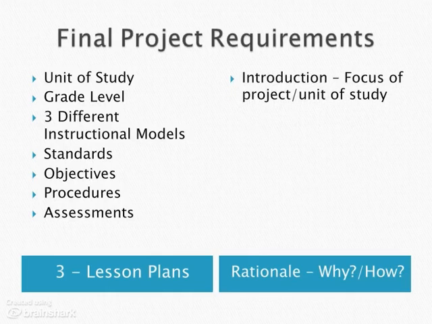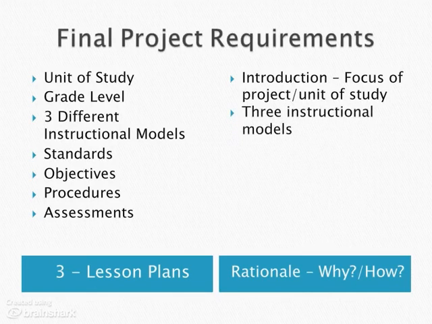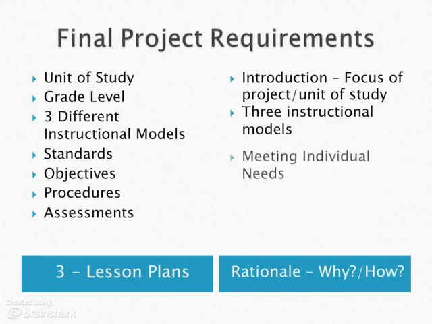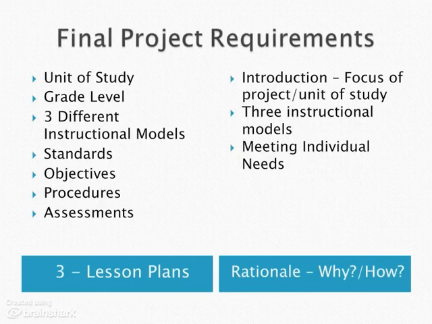The rationale will have an introduction, which is the focus of the project or the unit of study. You will explain why you chose the 3 instructional models that you used, how you are going to meet individual needs. You will also discuss your assessments and why they are appropriate for your model as well as your unit of study.